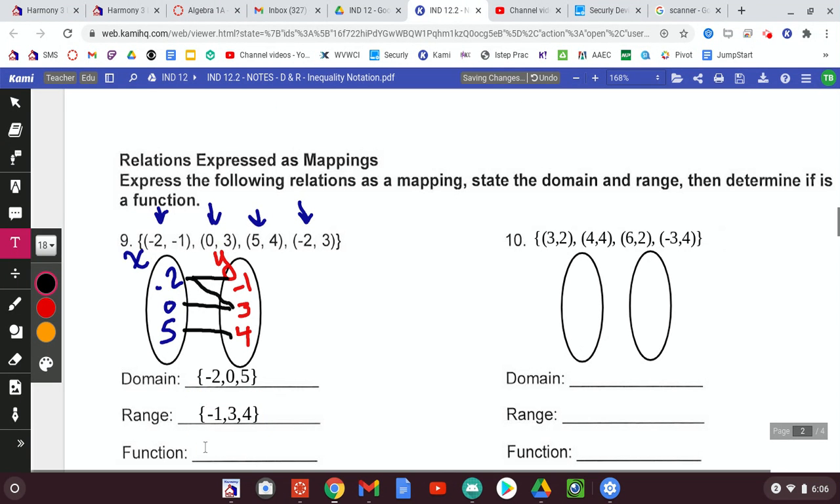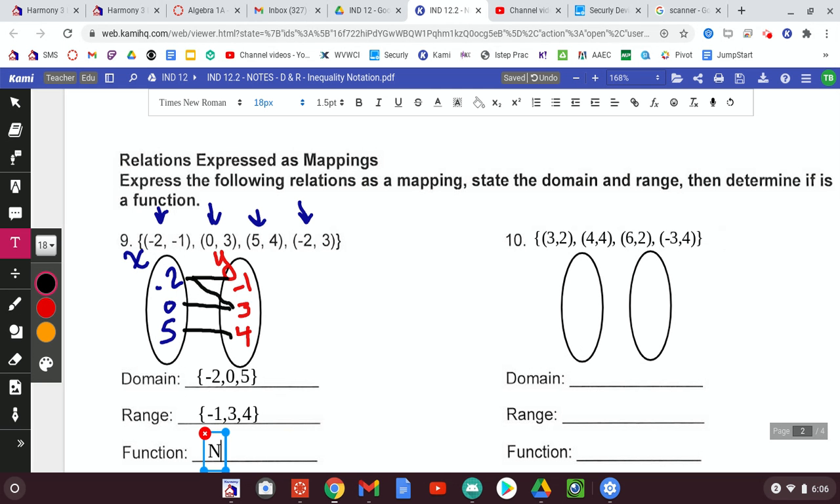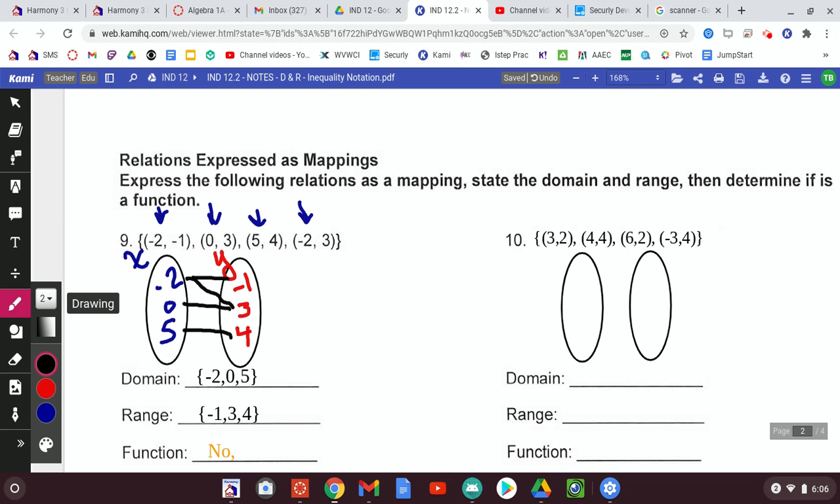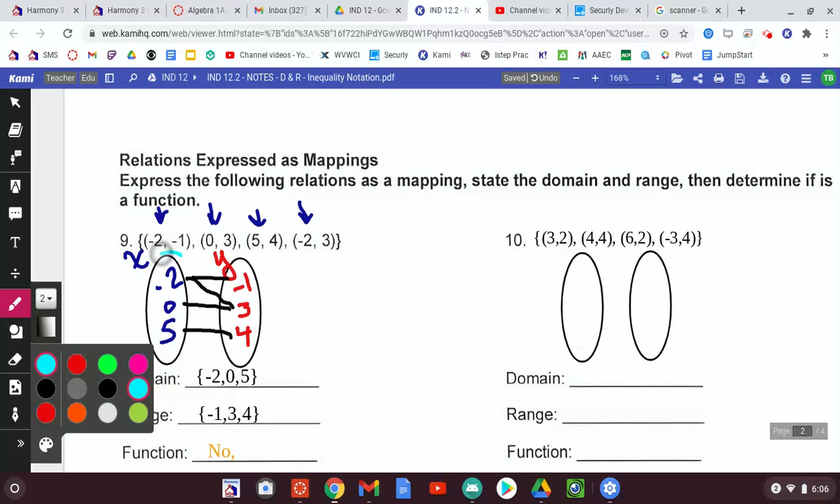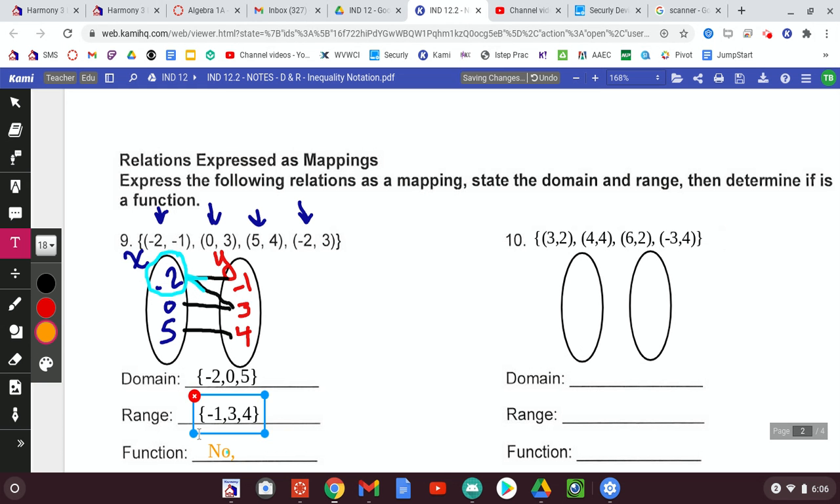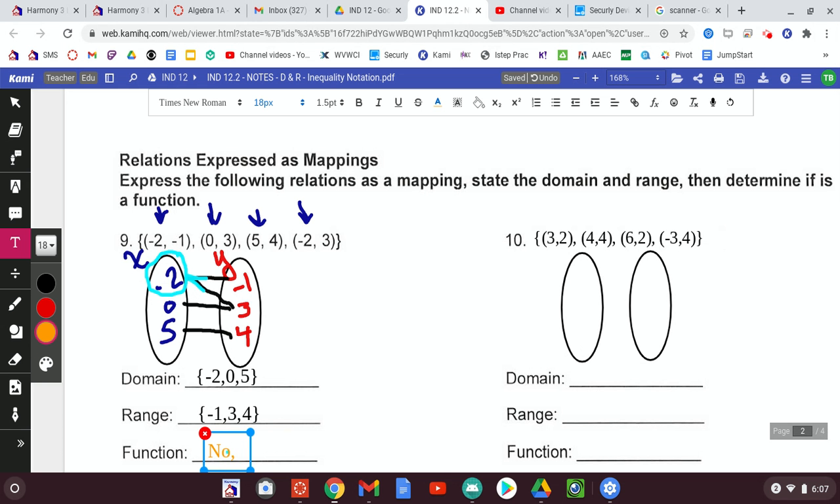And then is it a function? Well, do we have a cheating x? Well, we can see, get a text bubble there. No, it is not a function. And the reason it's not a function is because, right here, that's our cheating x because it's going out to two different y's. So no, it is not a function. Why is it not a function? It is not a function because of x equals negative 2. That's our one that repeats, or the one that goes out in our map to two different y's.